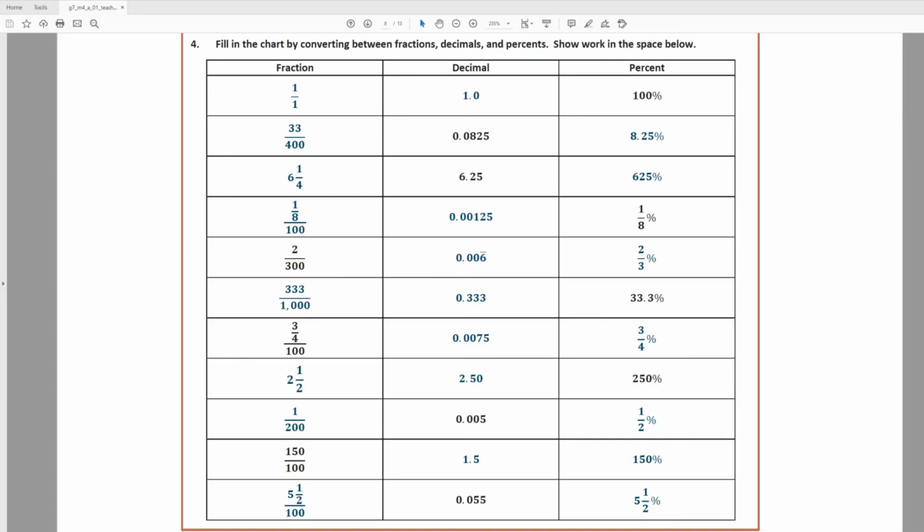Number 4 I think was pretty self-explanatory. We did a couple exercises like this in the examples, so I'm just going to put the answers up here so that you guys can check your work. If you didn't get the right answers, that's okay. Just go back, try again, see if you can figure out what you did wrong, and see if your new answer aligns with the correct one.